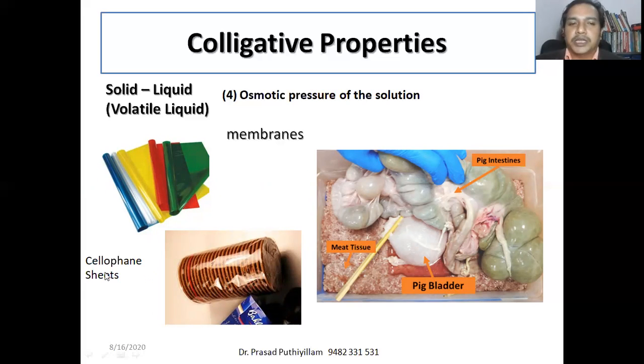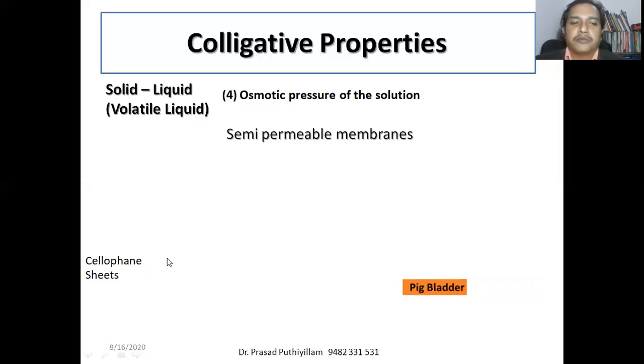Or cellophane sheets, which are synthesized. We get cellophane sheets in color which we use for decoration purposes as well as gift wrapping. Or the transparent cellophane sheets we use for food packing, because they retain the moisture and the food stays in good condition. Therefore, cellophane sheet as well as pig bladder, we can treat as a semi-permeable membrane.